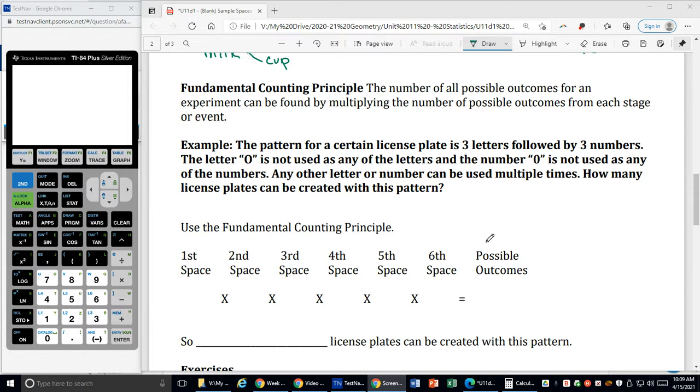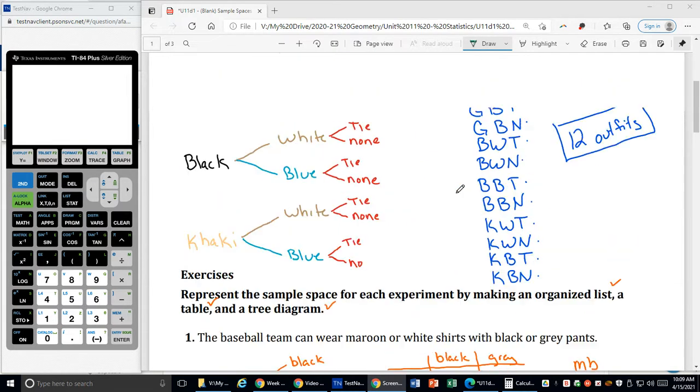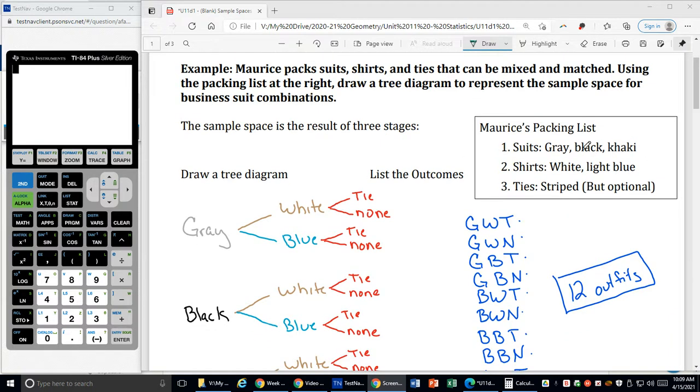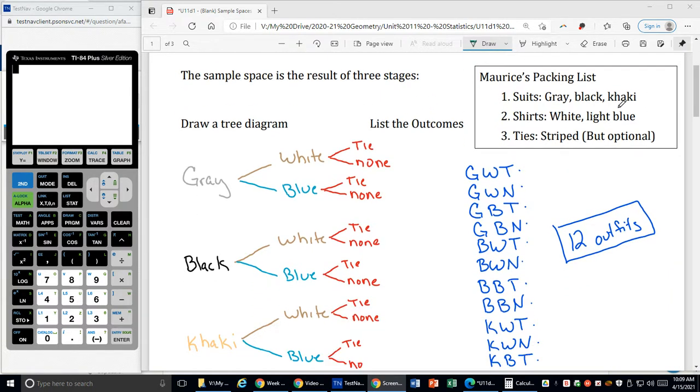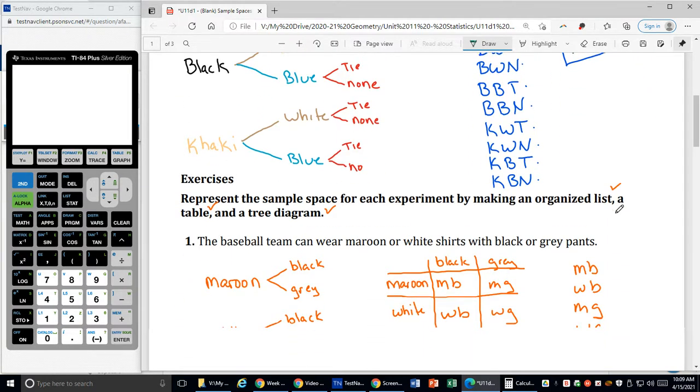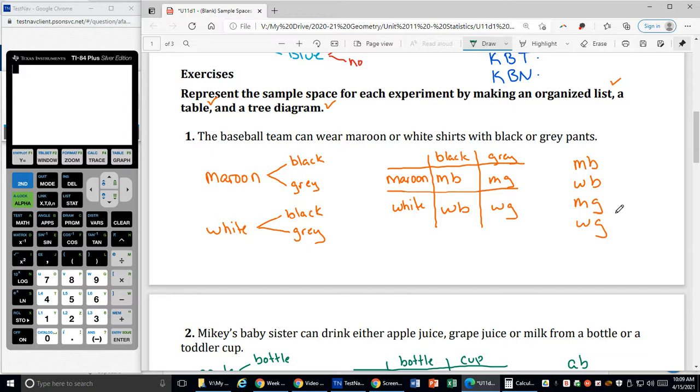The number of all possible outcomes for an experiment can be found by multiplying the number of possible outcomes from each stage or event. So, for example, my packing list: I had 3 suits that I could choose from, 2 shirts I could choose from, and then 2 options here, either wear a tie or not wear a tie. If I do 3 times 2, that's 6. 6 times 2 tells me I have 12 outfits that I could wear. It doesn't necessarily list them out, but it tells me there are 12 options, okay?